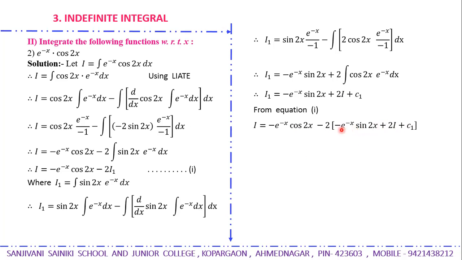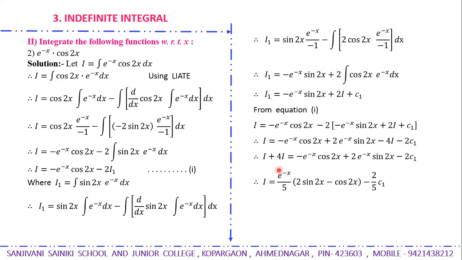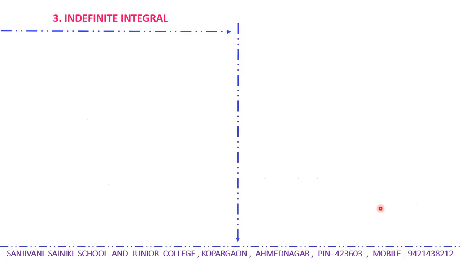Multiply this bracket by 2, then this minus 4I will come to this side, and I plus 4I is 5I. Then divide by 5 on the right hand side. You will get minus 2 upon 5 times C1. We will replace it by C. So I is equal to e raised to minus x upon 5 in bracket, 2 sine 2x minus cos 2x, plus C.